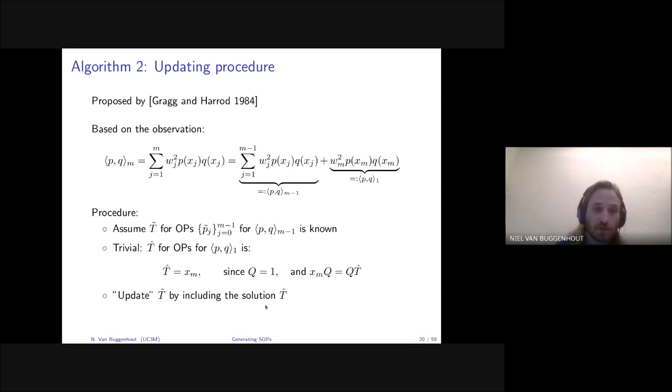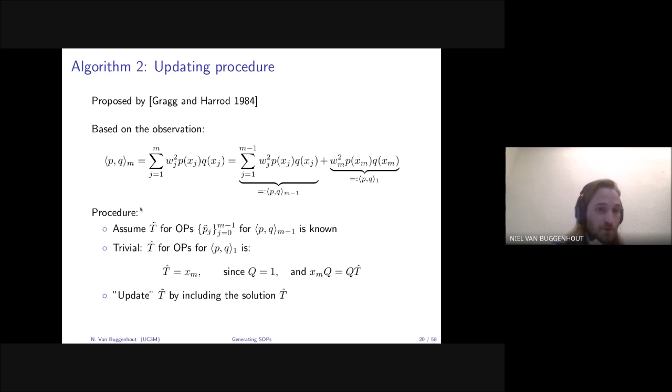This one was first proposed in 1984 by Gragg and Harrod, and it's based on the following observation for these discretized inner products. We have this sum from j equals 1 up to M, and we can just split off one of the terms in our series. So we split it up into a sum from j equals 1 up to M minus 1, and then this one term right here, just involving the node xM. Then we consider them to be two separate inner products.